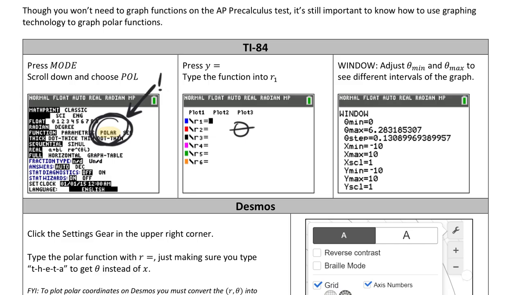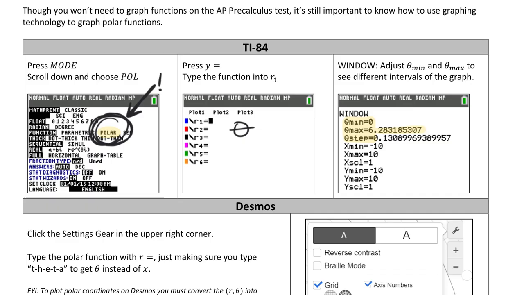Okay. You can type the function into R1 and it will graph for you, which is great. You can also adjust the restriction. You know how we adjusted the window for our XY coordinates? If you go to window, you now have 3 new options called theta min, theta max, and theta step. You really won't change theta step ever, but you can change the fact that we are currently looking at this function between 0 and 2 pi. So let's say your question wanted you to look at it between 0 and pi over 2. You would just change this maximum number to pi over 2, and it will restrict the graph on your screen.